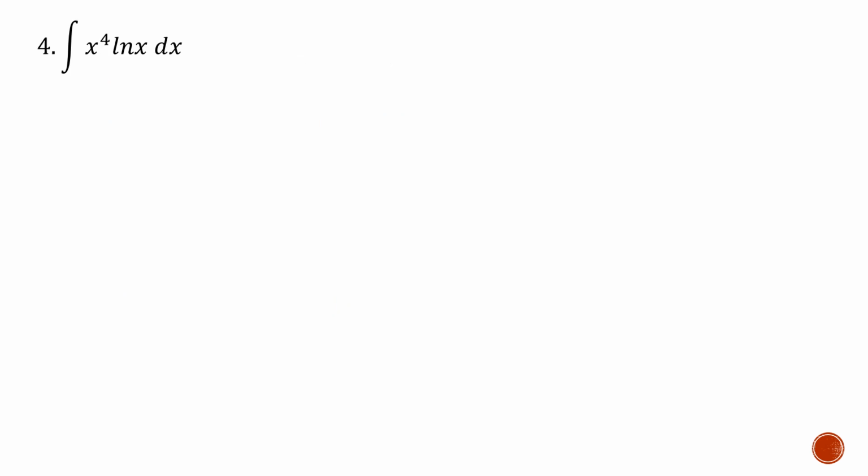So let's take a look at the fourth example. We have a product of functions, x to the power of 4 times ln x. It doesn't seem to fit any of the previous patterns that we've seen, so therefore we're going to perform integration by parts. Okay, so I'm going to try this out and see what happens. I'm going to let f of x equal x to the fourth, and I'll let the derivative of g of x equal ln x.